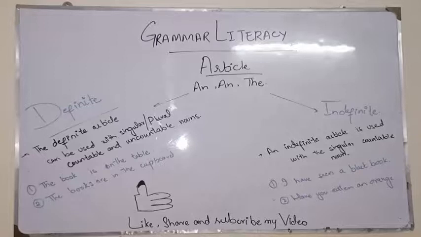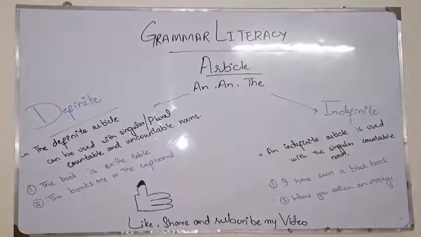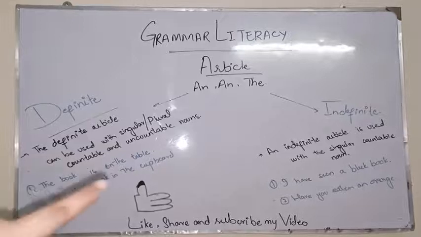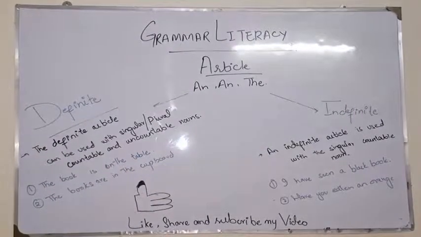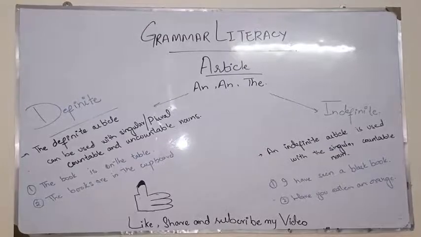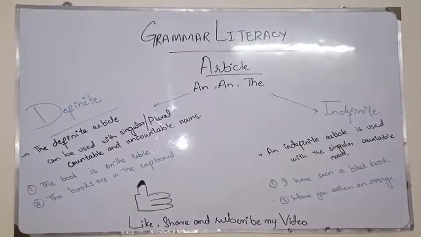So this is going to deal with both countables and uncountables. Now, singular and plural. We are having singular one, we have 2 as well. Okay, I've given you the 2 examples. One is, the book is on the table. We have 2 the, because we are talking about the specific book. Here we are going to deal with the specific book. The book is on the table. The books are in the cupboard.